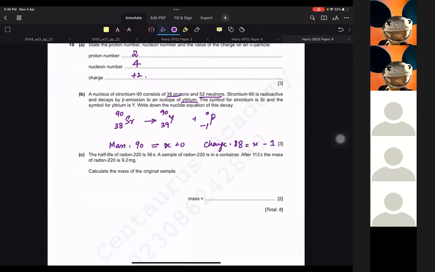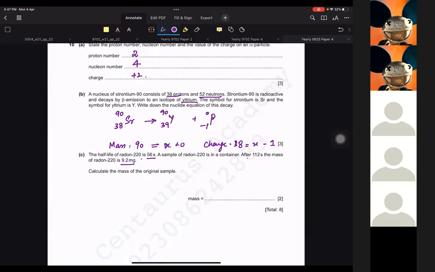And then it says the half-life of radon-220 is 56 seconds. The sample of radon in a container, after 112 seconds, the mass is 9.2 milligrams. Calculate the mass of the original sample.